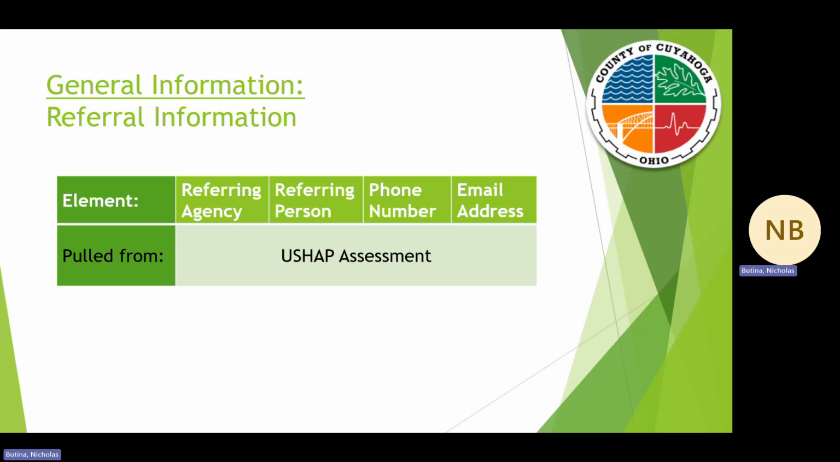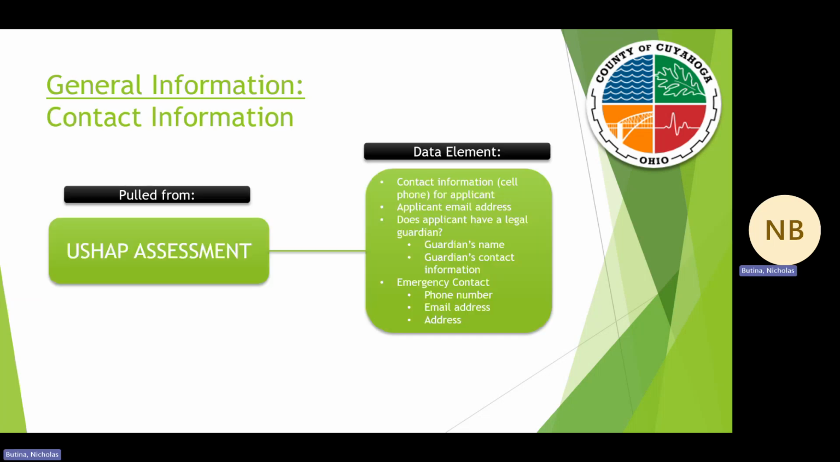Next, we need to know about who is referring this applicant for the housing. That will most likely be you. Please ensure that your agency name, your phone number, and your email address are properly recorded on the USHAP assessment. Lastly, the USHAP assessment will ask for the applicant's contact and emergency contact information. That would include the applicant's cell phone number, their email address, if they have a legal guardian or not. If they do, we'll need the guardian's name and their contact information, and their emergency contact information, their phone number, email address, and physical address if applicable.